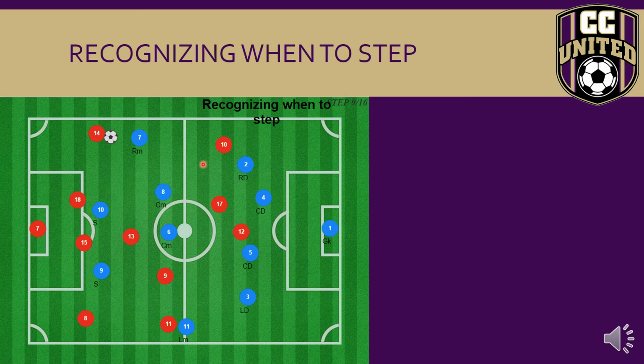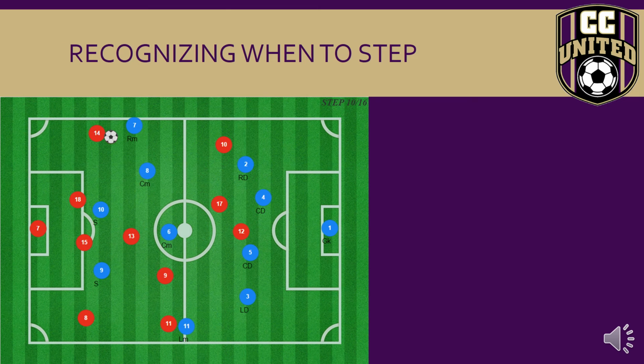Another thing is recognizing when to step, the visual cues on when to move. As you can see now, the ball is with our right midfielder defending. Our right defender is staying at home, staying level with the back line, and they are playing three strikers in this situation. But the right midfielder is forcing the play inside, making it the responsibility of our centre mid to come and defend and not our right defender.